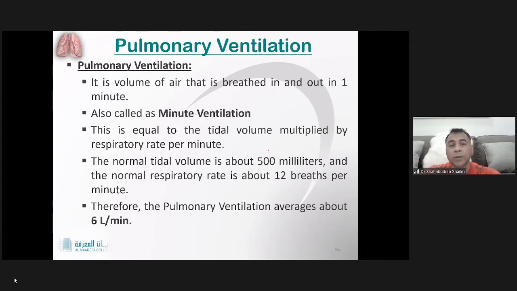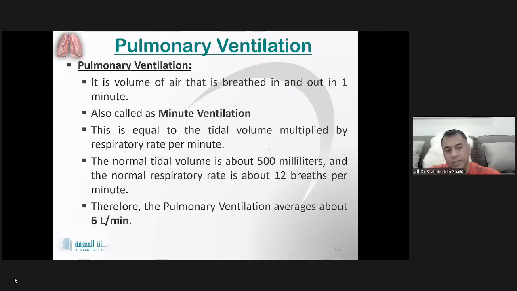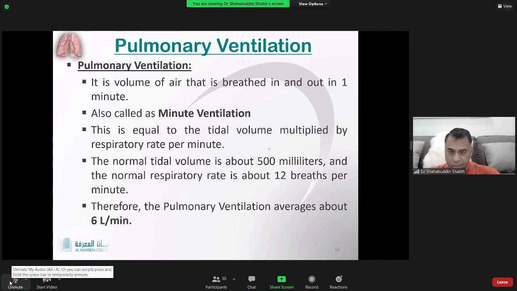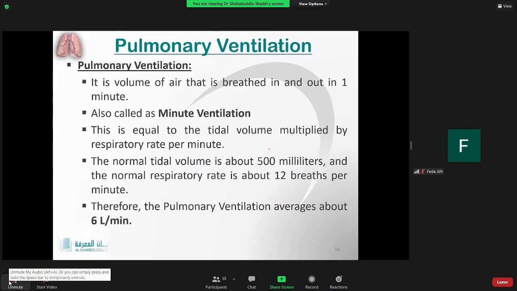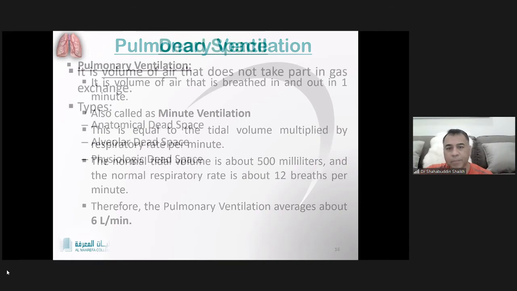How to calculate pulmonary ventilation? Tidal volume times respiratory rate. Very right. How to calculate alveolar ventilation? Tidal volume minus dead space, together multiplied by respiratory rate. Very good. So remember this, we will not go into detail, just remember that, okay?